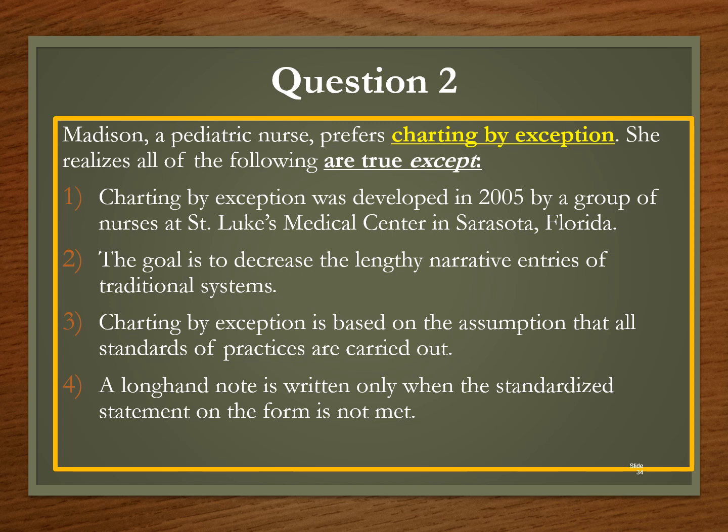Okay, here's a question. Madison, a pediatric nurse, prefers charting by exception. So do I. She realizes all of the following are true except: one, charting by exception was developed in 2005 by a group of nurses at St. Luke's Medical Center in Sarasota, Florida. Two, the goal is to decrease the lengthy narrative entries of traditional systems. Three, charting by exception is based on the assumption that all standards of practice are carried out. And four, a longhand note is written only when the standardized statement on the form is not met. So everything's true except what?